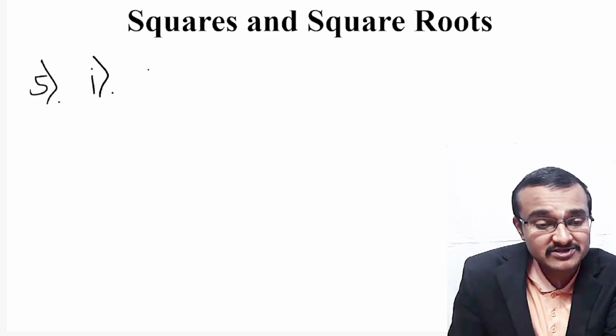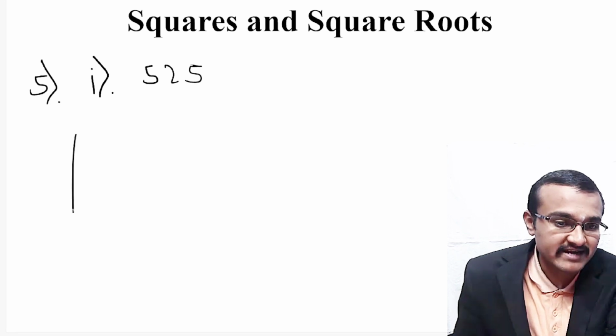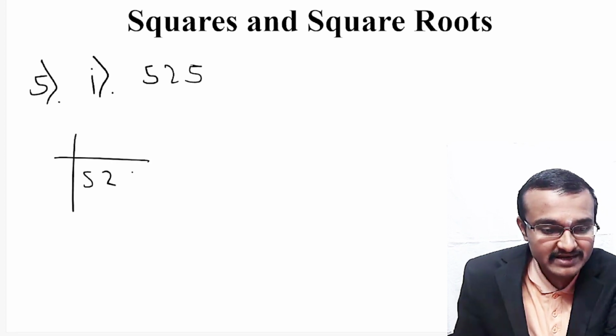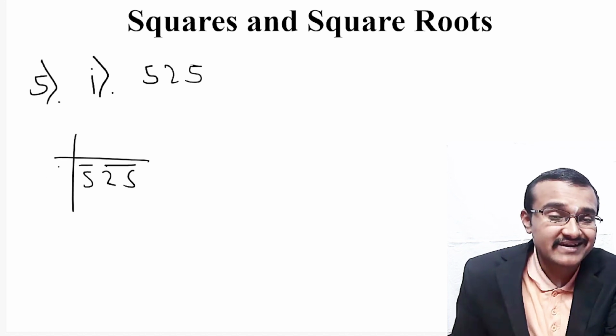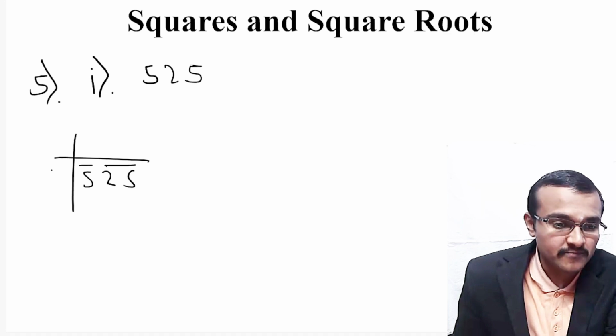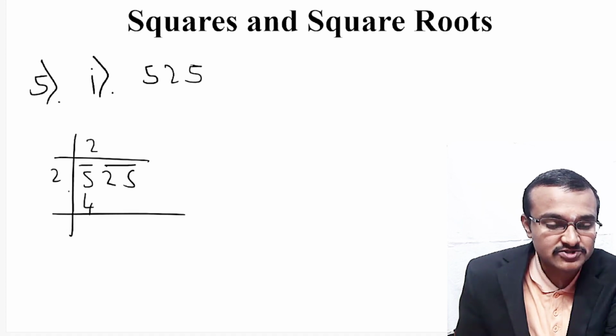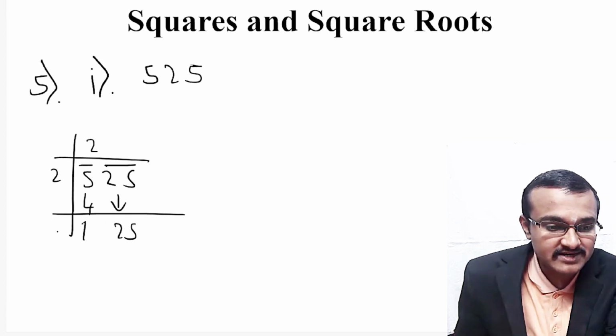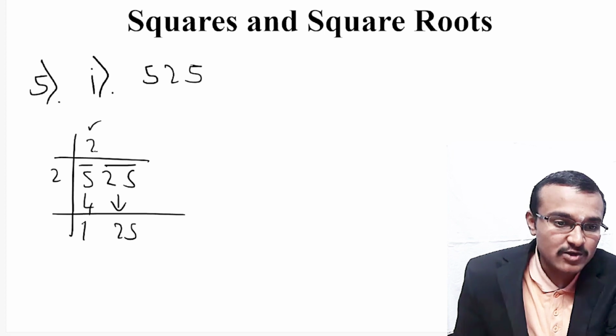So let me solve the first question which is there in this fifth question, that is 525. So you should actually make group of this 525. So 25 will be one group, 5 will be one group. Nearest perfect square which is less than 5 is 4. So 2 2s are 4. So square root of 4 is 2. So 2 2s are 4. So 1 is there. Take this 25 downside. So you'll get 125.